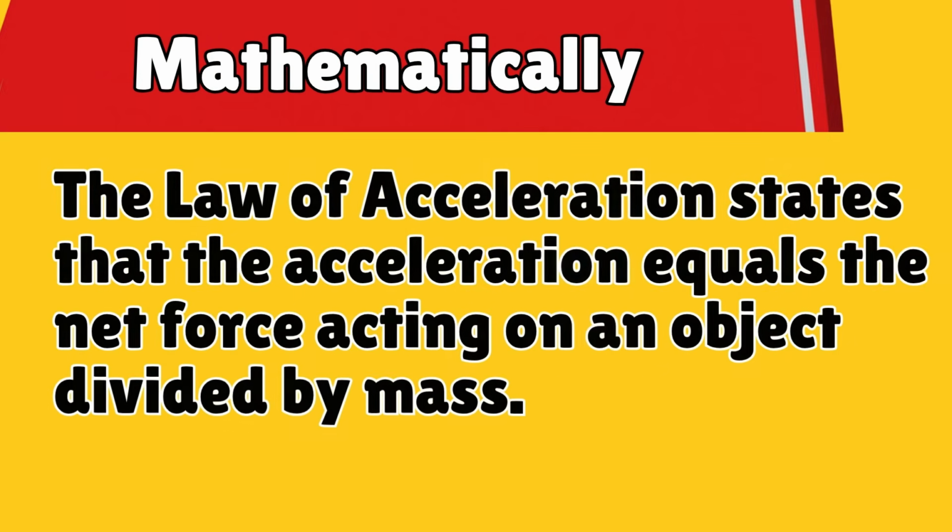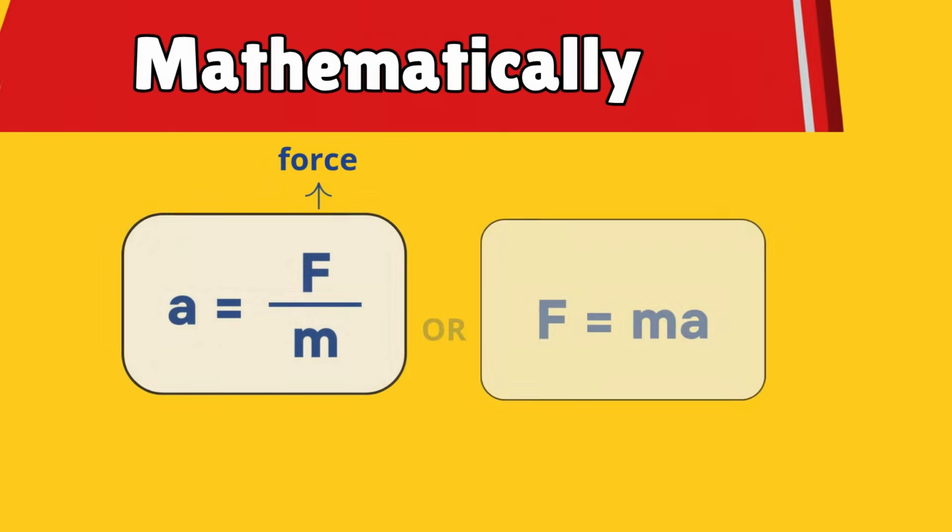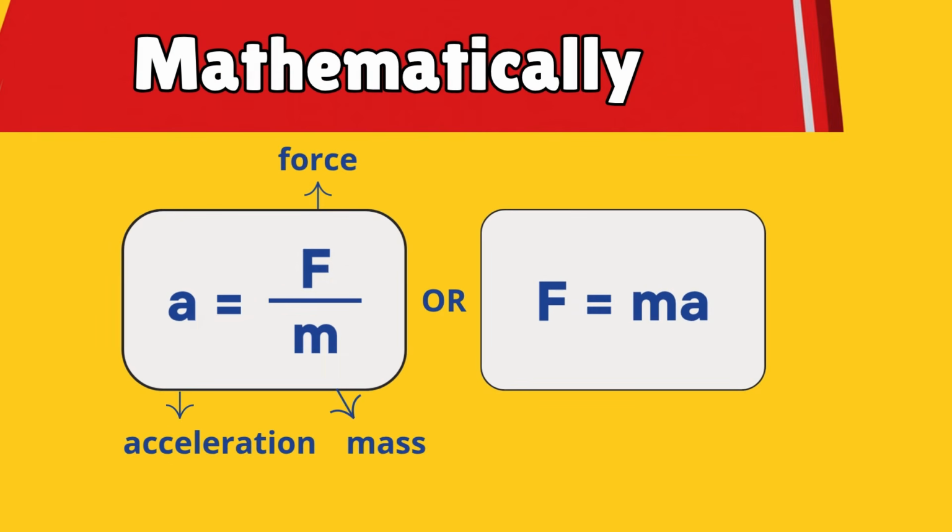Mathematically, the law of acceleration states that the acceleration equals the net force acting on an object divided by mass. So here is the formula: a equals F over m. Meaning, in order to get the value of acceleration, we will divide the value of force over the value of mass, or force equals mass times acceleration.